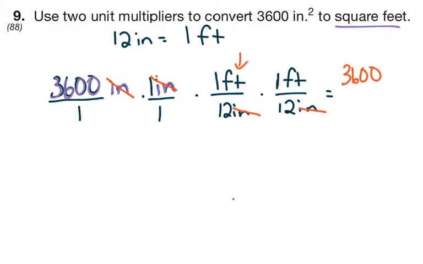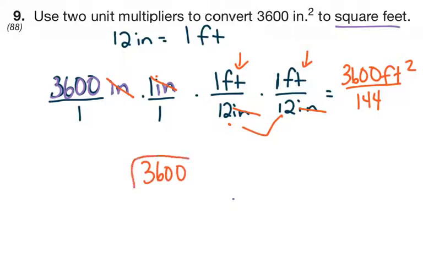and we have 2 feet, so that's feet squared, over 12 times 12, which is 144. Then you're going to divide, so you need to do 3,600 divided by 144, and then that will give you your answer, and you're going to write your answer with feet squared. Go ahead and pause the video, finish this problem, and when you're done, you'll go to the next problem.